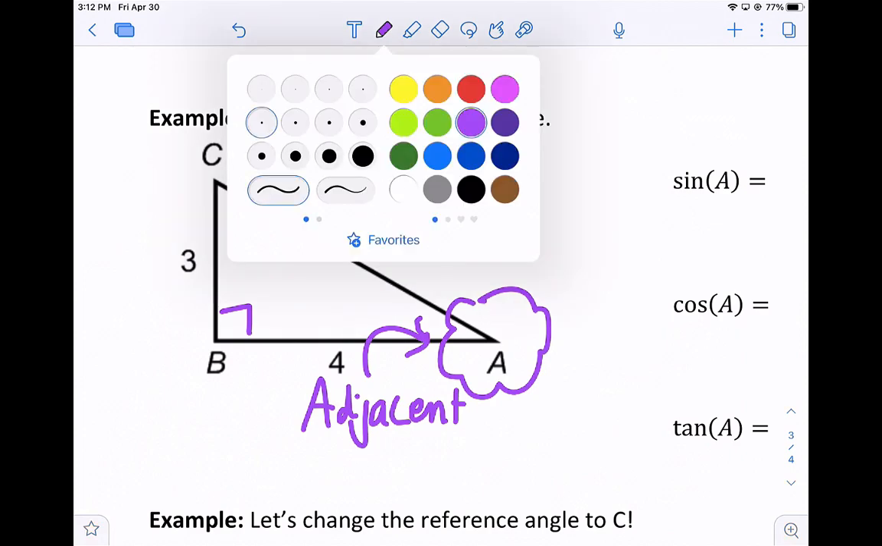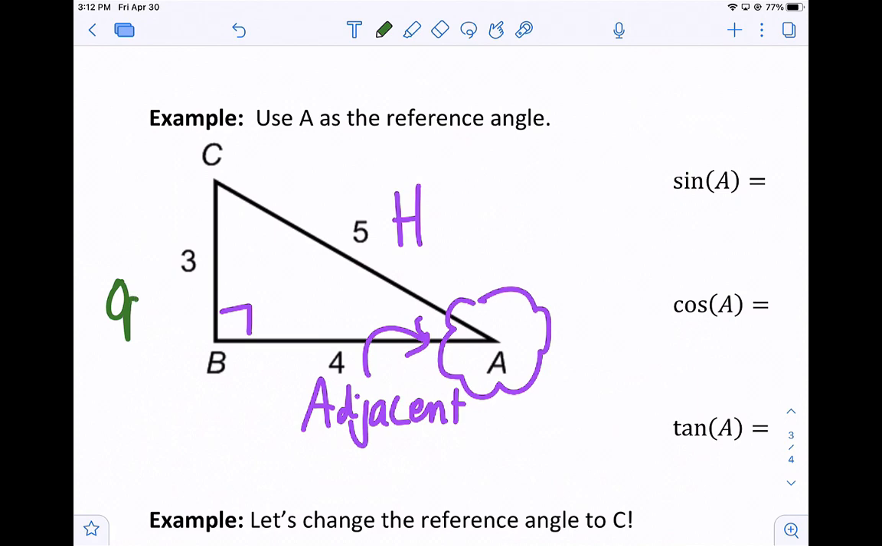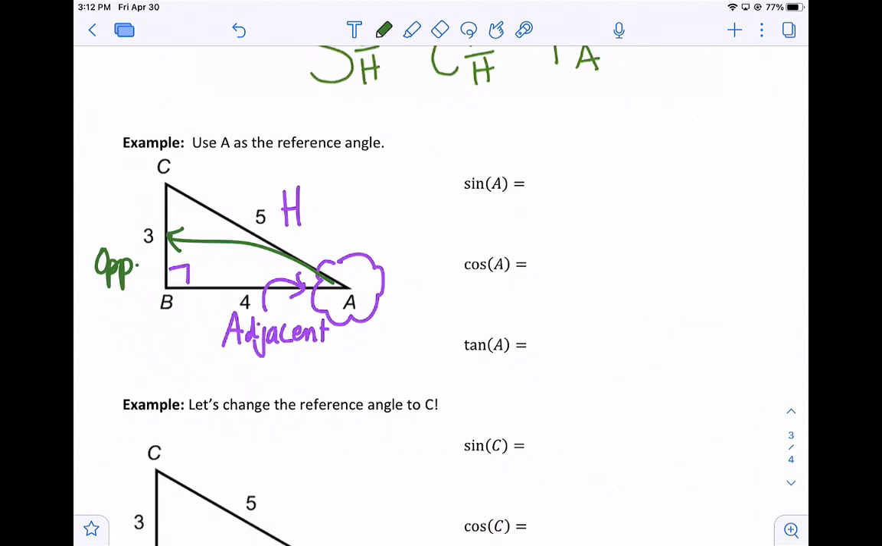And then the opposite side is across from the angle. So here 3 is our opposite side. Okay, so we've labeled our sides. O, A, and H is what I like to label them. So again, I'll relabel them. So I have the H, and here's the adjacent side, and here's the opposite side.